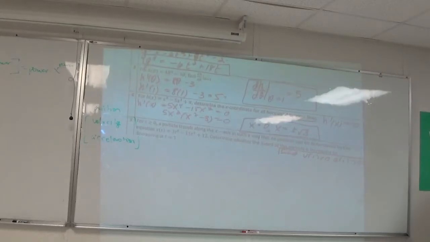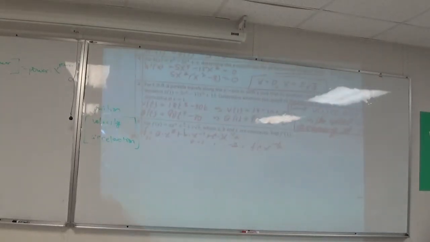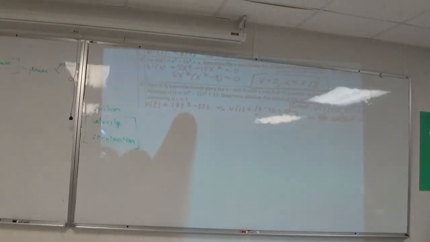So to finish this off, and I saw Paul did a great job with this, he figured out the velocity, 18t to the 5th minus 30t. He figured out the acceleration, 90t to the 4th minus 30. He evaluated the velocity at 1, evaluated the acceleration at 1. Velocity is negative, acceleration is positive. Conclusion?